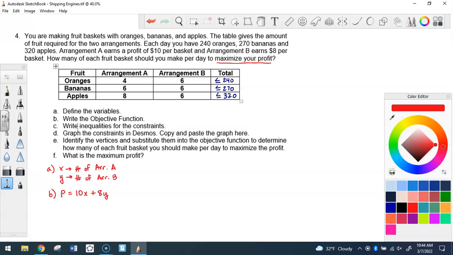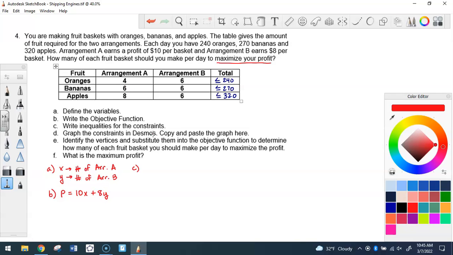C says to write the inequalities for the constraints. So remember, constraints are like the restrictions that I have in this scenario. Like, how am I restricted? Of course, if I had no restrictions, I would just make a million basket A's and a million basket B's, but that's not actually possible because I have certain restrictions on the materials that are going to go into these baskets. So the constraints tell me what those restrictions are.